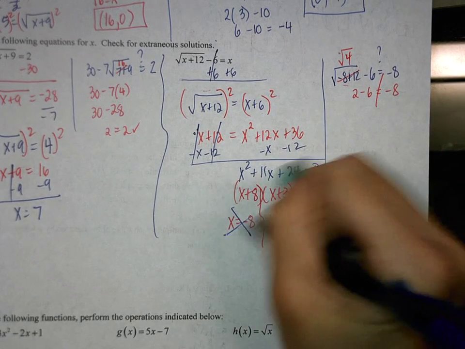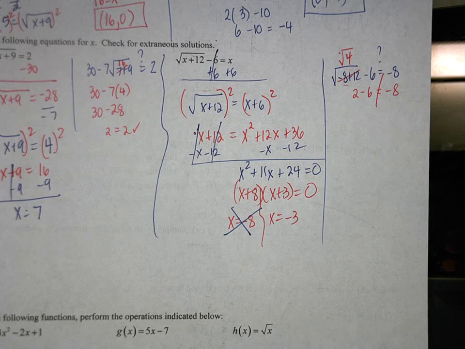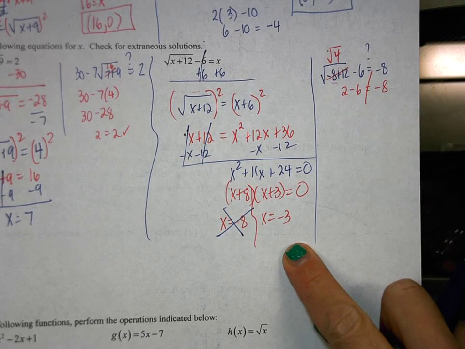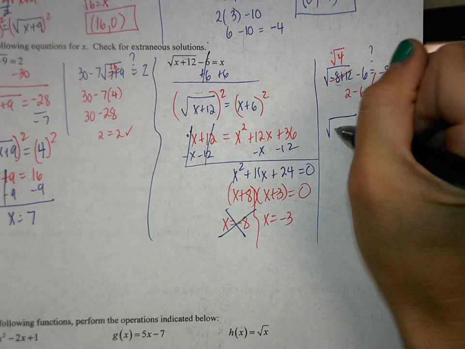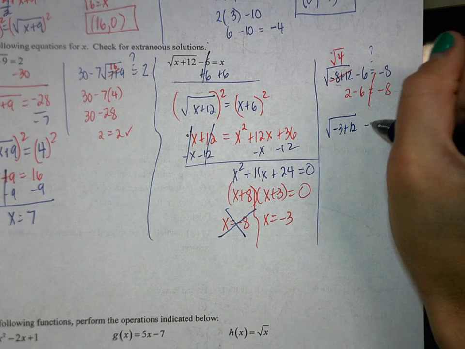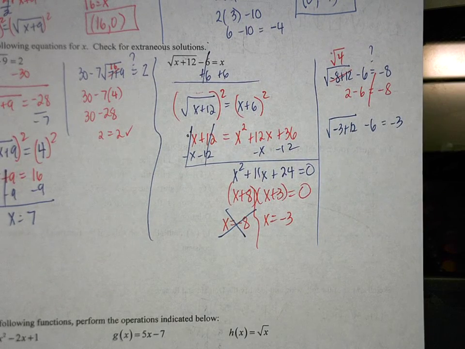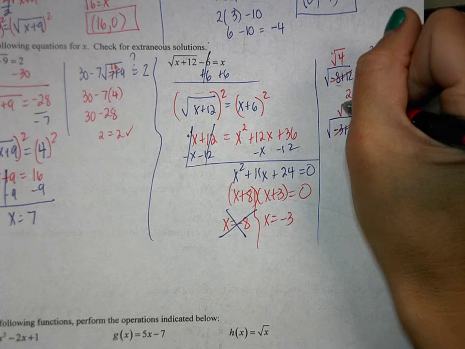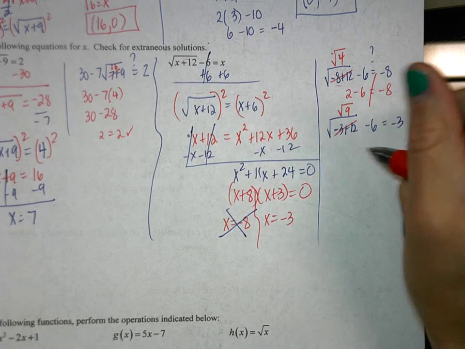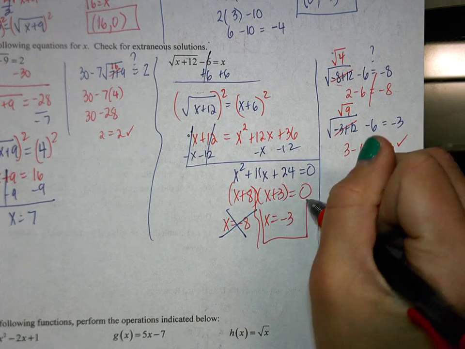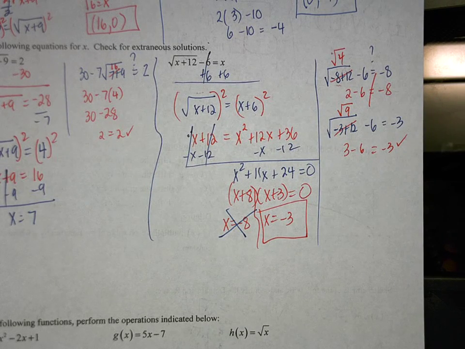Now, since I found that -8 doesn't work, there's probably a really good chance -3 does work. But you still want to check it to be safe. So, square root of -3 plus 12 minus 6 equals -3. What is -3 plus 12? 9. What's the square root of 9? 3. 3 minus 6 equals -3. Checks out. We know that -3 is the correct answer. Are we good?